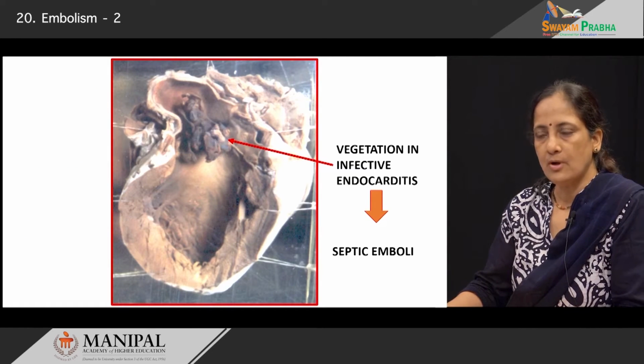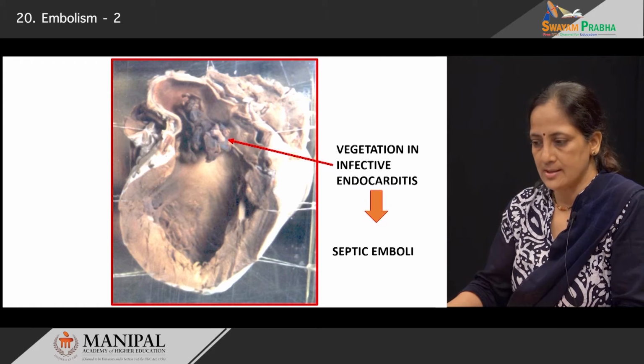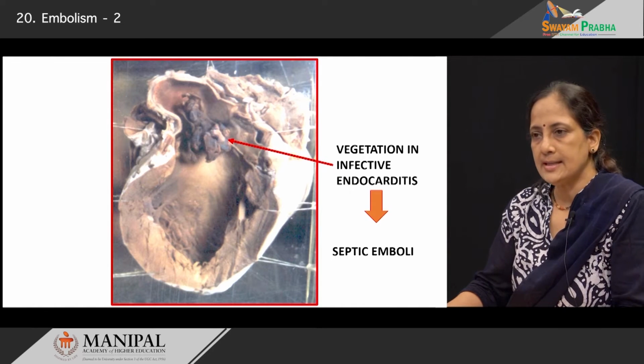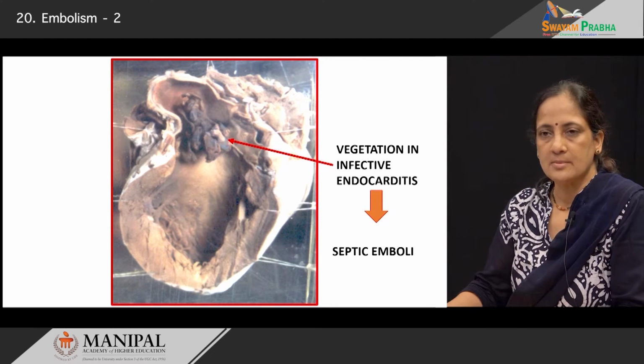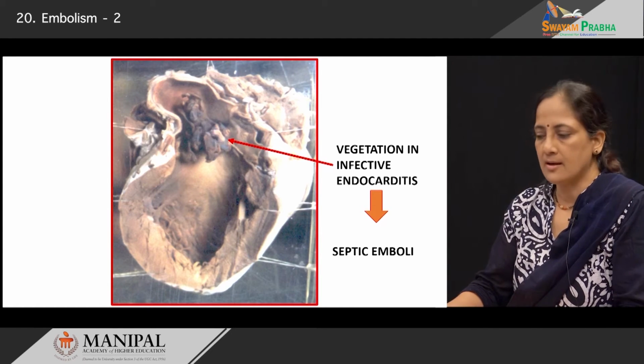This is an example of a large vegetation attached to the valve of a heart in a case with infective endocarditis. Not only does it have fibrin and platelets, but it also has bacteria. Fragments then carried away to other tissues, for example, the spleen or the kidney, not only cause infarction of the tissue, but also cause suppuration. These are called septic emboli.